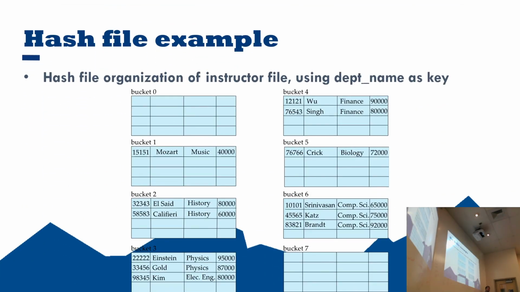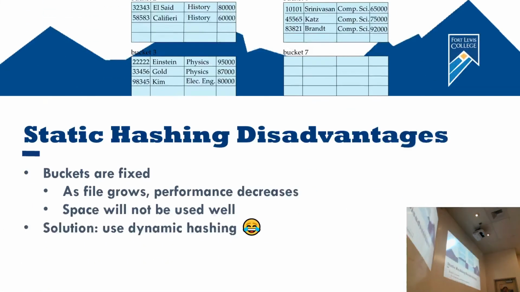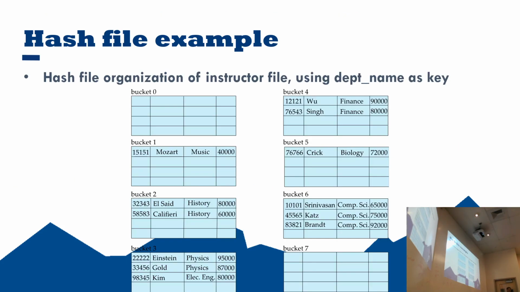Here's what this looks like. Okay, so you're using hash file organization where you have, in this case, 8 different buckets. All right, buckets 0 through 7, using department name as your key. Okay, so you're putting everything into buckets, and then basically what you're doing is you're having a hash associated with department name. So department name is going to be this column right here. Does that make sense? You're just hashing that. Simple, right?